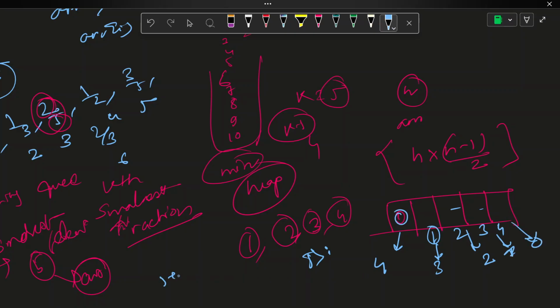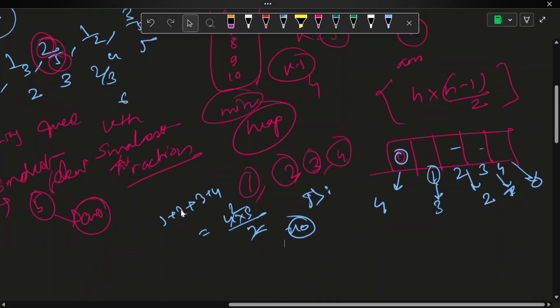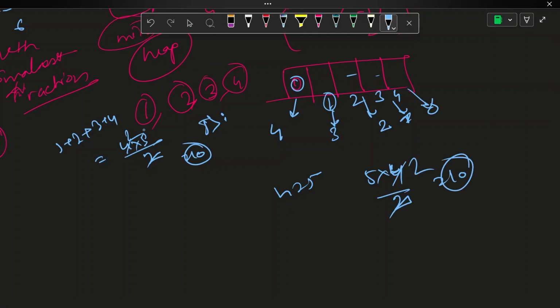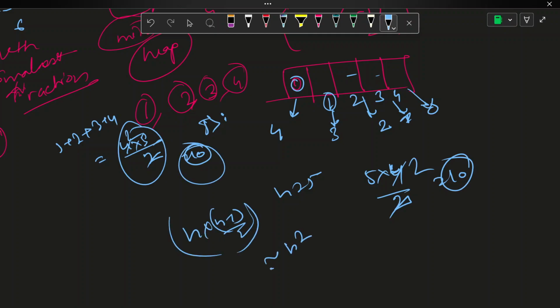Right. So what is the sum of 1 plus 2 plus 3 plus 4? You can check that this is 4 into 4 plus 1 by 2, so this is 10. Got it, right? Here n is 5, so 5 into 5 minus 1, that is 4, by 2. This is also 10. That is why n into n minus 1 by 2. So the time will be big O of n squared, and space will also be exhausted if I explore all the fractions at the beginning.